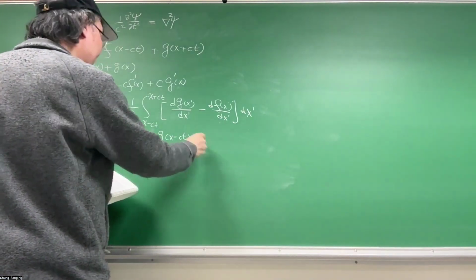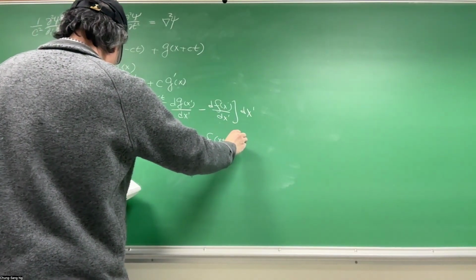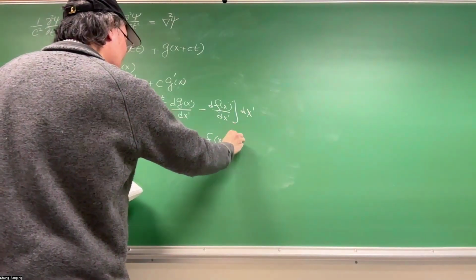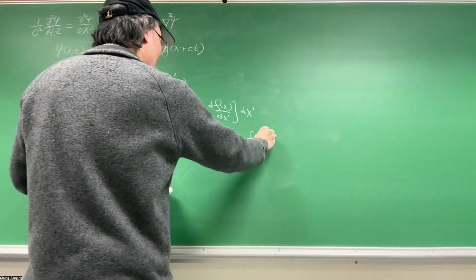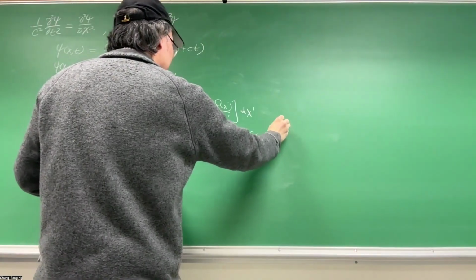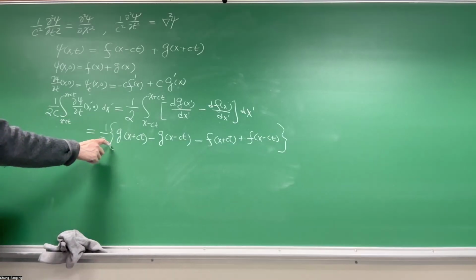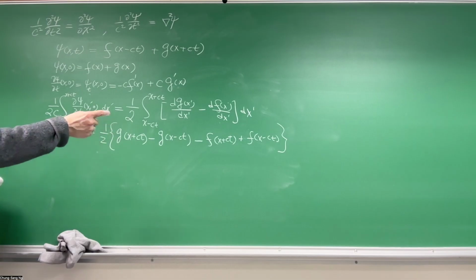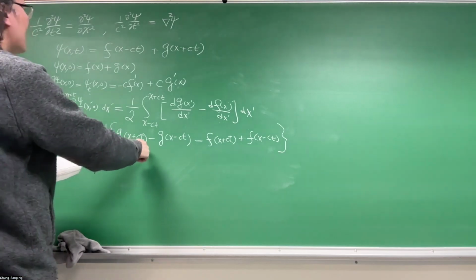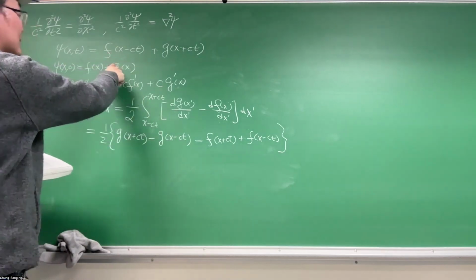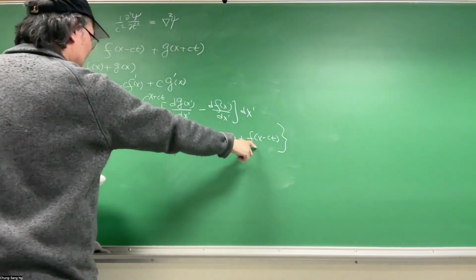And then minus f at x plus ct and plus f at x minus ct. Okay. All right. So that gives you one equation, and now you need two other equations because what we wanted to solve is this one. We want this one and this one and this one. We want this one and this one, right?